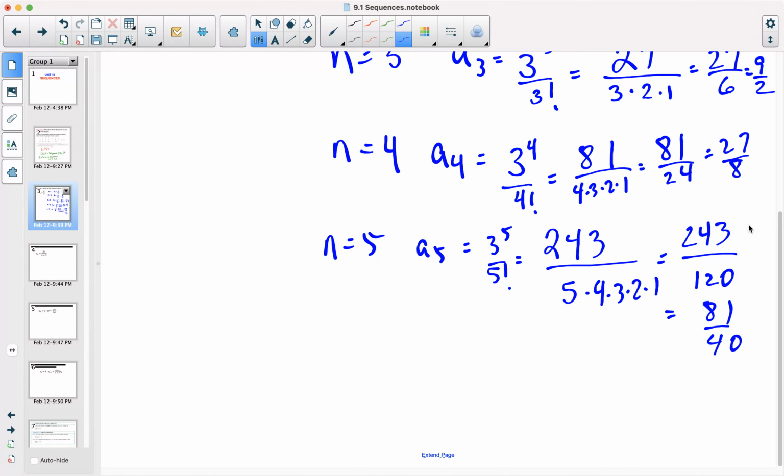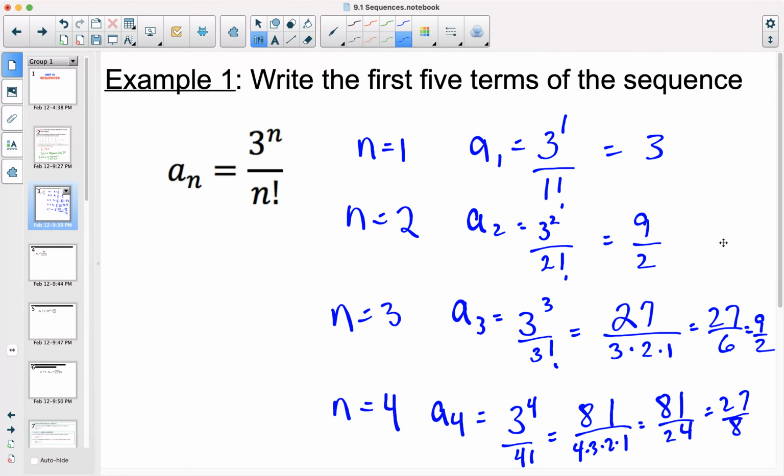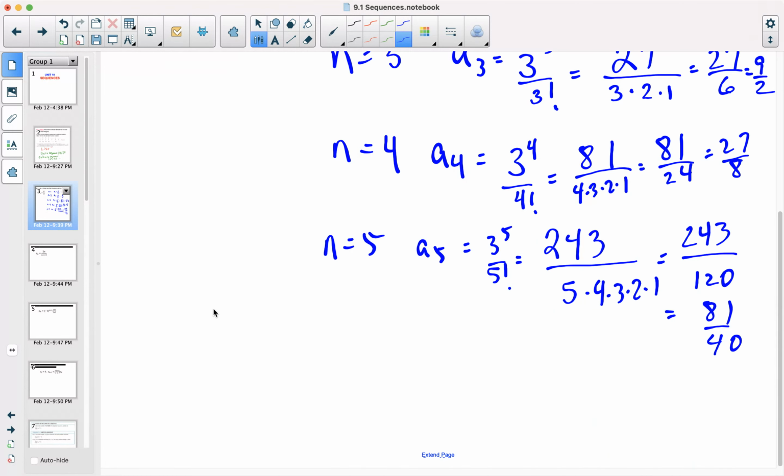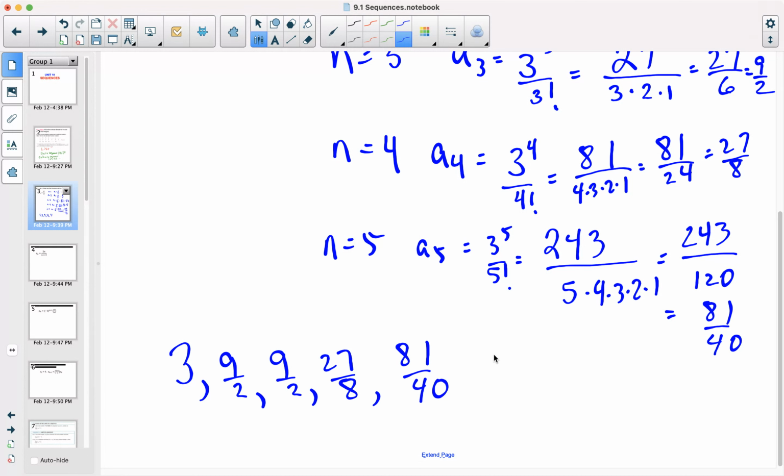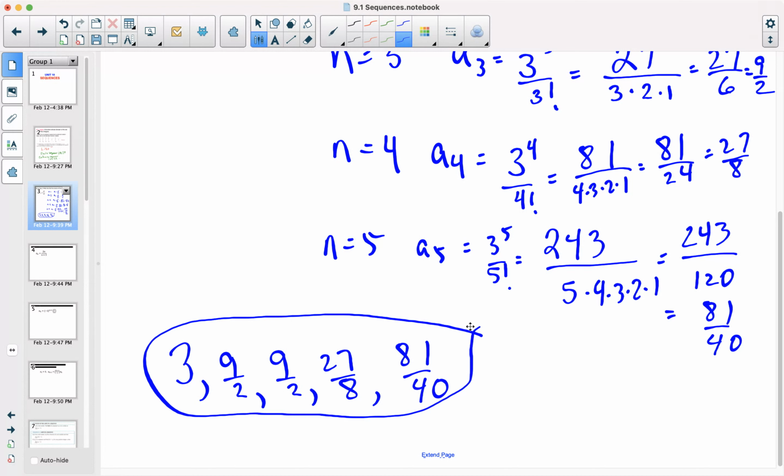Pretty basic, this first part. So when it's asking you to write the first 5 terms of the sequence, this is what you're going to do: 3, comma, 9 over 2, 9 over 2, 27 over 8, and 81 over 40. That's how you list terms of a sequence. Terms of a sequence are separated by commas. Next example.